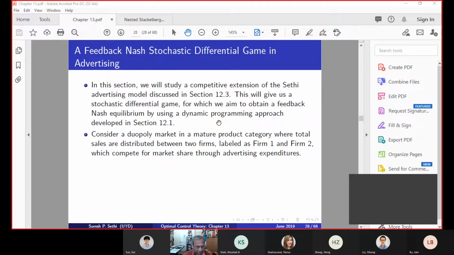So when there are two duopolists in a mature product category where the total sales are distributed between the two firms. So what's going on here is that there's a market share, which we take to be 1 without loss of generality.